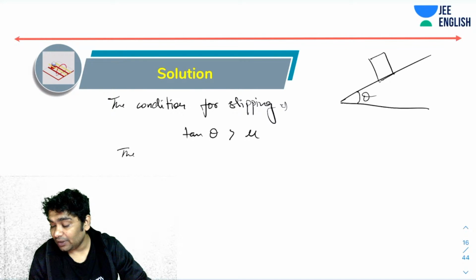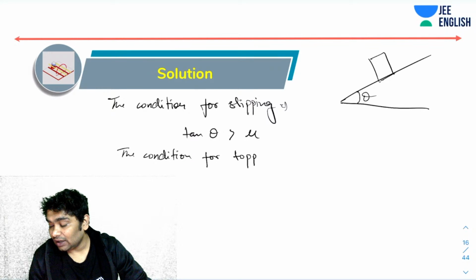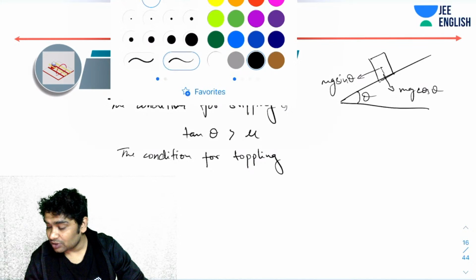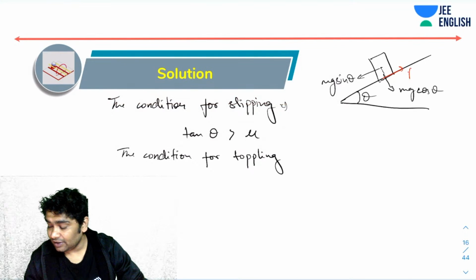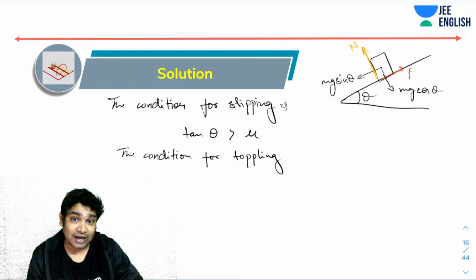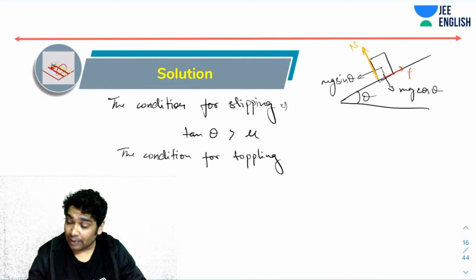The condition for toppling. What will that be? We will realize that the mg sine theta is providing a torque which is trying to rotate it. Mg cos theta and friction about this point do not produce any torque. This is the FBD. And the maximum that the N can shift was still here. Imagine the N has shifted to here. Now, if the torque of mg sine theta at this position becomes greater than the torque that N can provide, then the toppling will happen, correct?